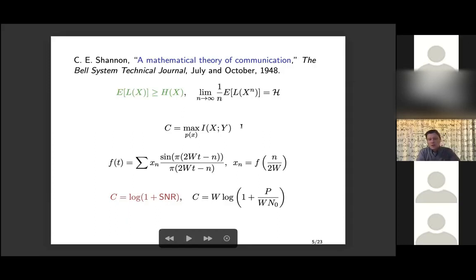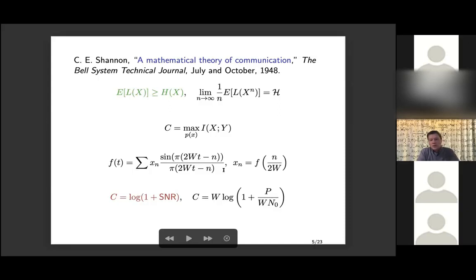We also have this equation here, C equals max of I(X;Y), which is a general formula for channel capacity. I won't talk much about this one. I will focus on the concept of channel capacity and the log 1 plus SNR formula.